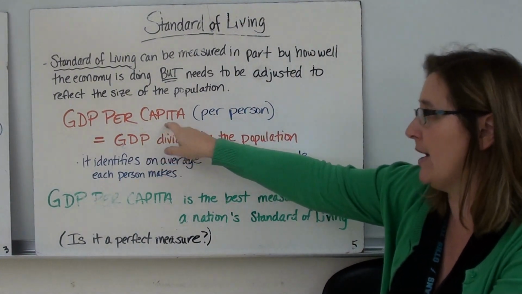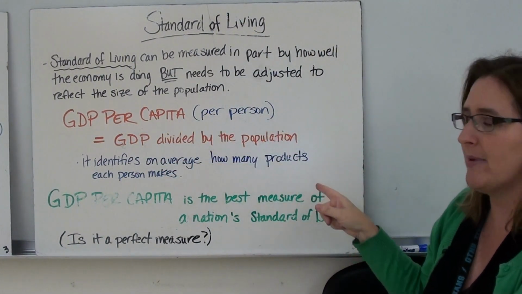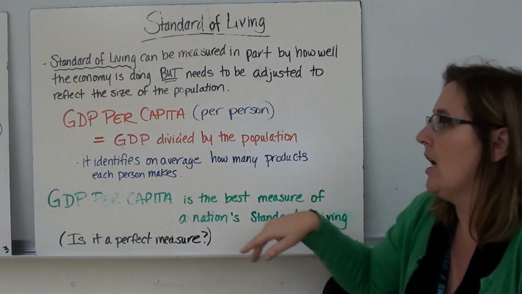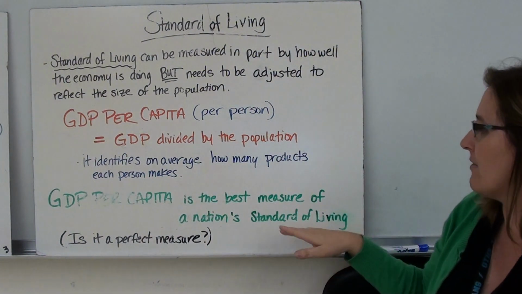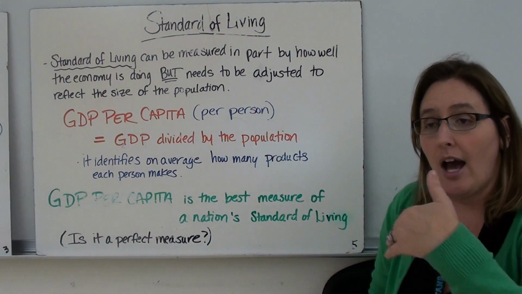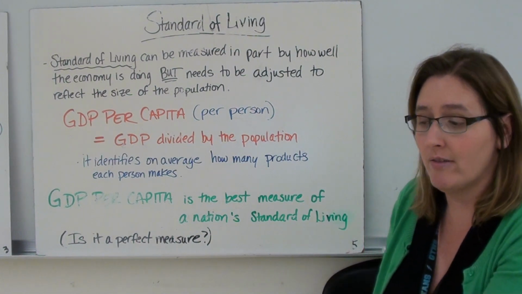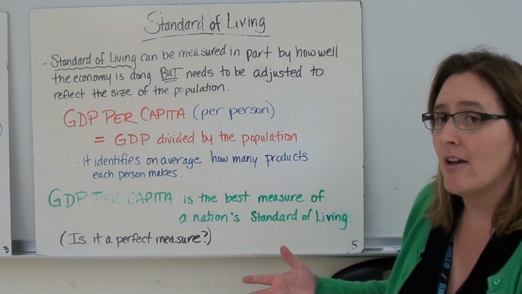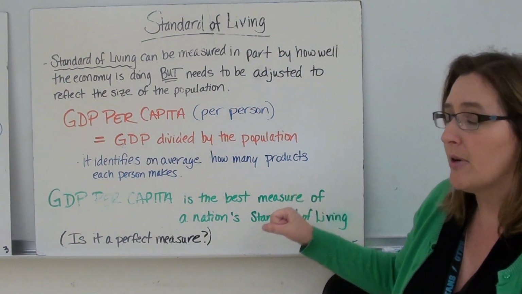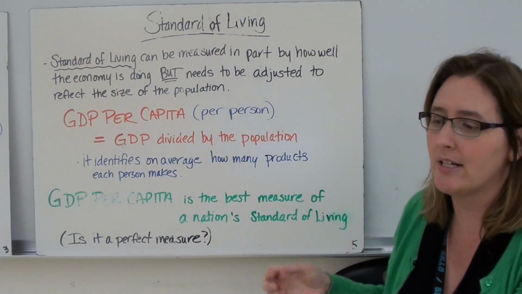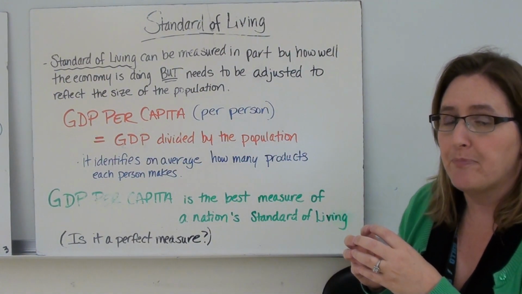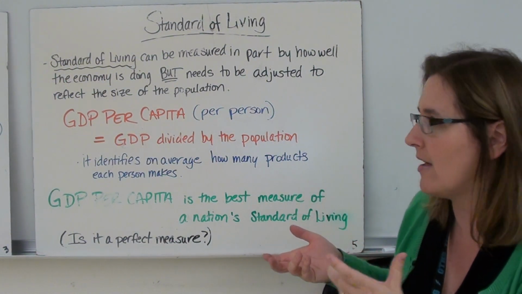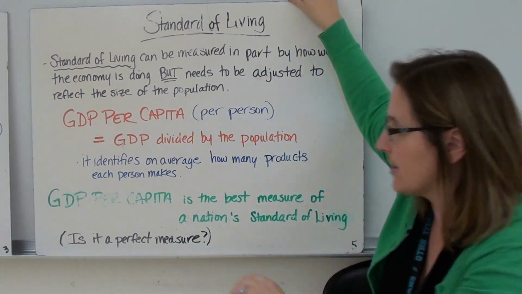So GDP per capita or per person is GDP divided by the population. This identifies on average how many products each person makes. GDP per capita is the best measure of the nation's standard of living. So how can you tell whether a country has a high standard of living? They have running water, they have computers, they have cars, all these things that show that a country is well off per capita. You've got to divide it by per capita because the smaller countries in Europe or some other areas, they're going to have high GDP if you divide it by the per person because they have less people living in them. So make sure you add in per person.